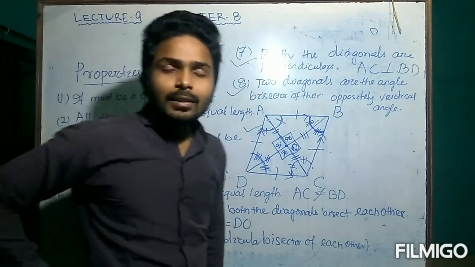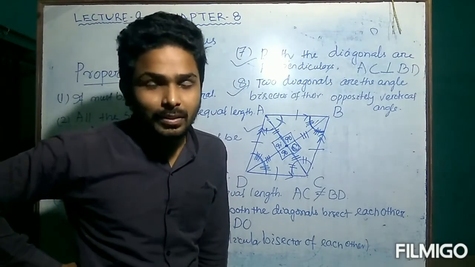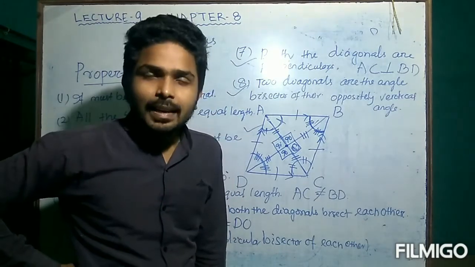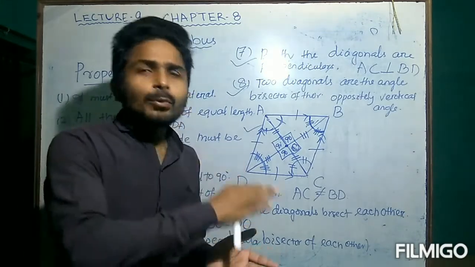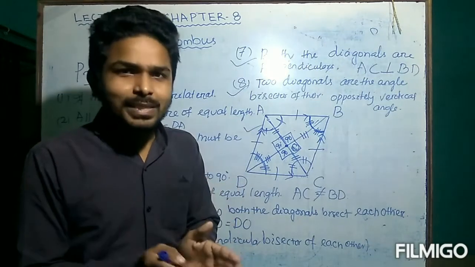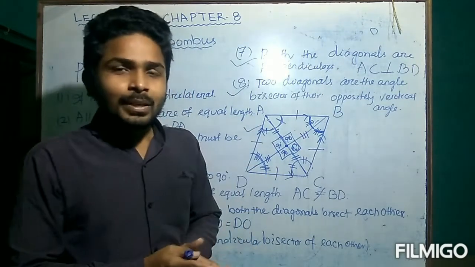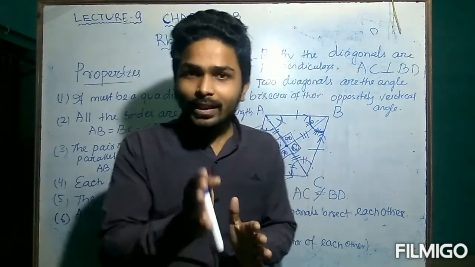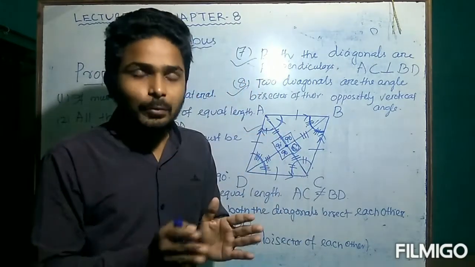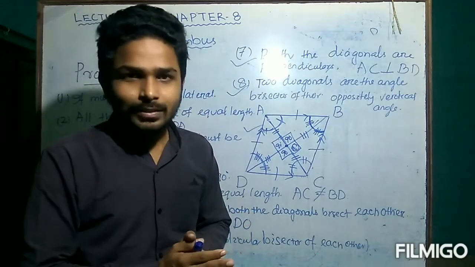Okay, now another question arises here. What is the question? The question is, can we say a rhombus can be a square? Can we say a square can be a rhombus? Can we say a rhombus can be a parallelogram? So these 3 important questions arise here. So let us verify whether all the 3 questions are relevant, whether they are true or false.